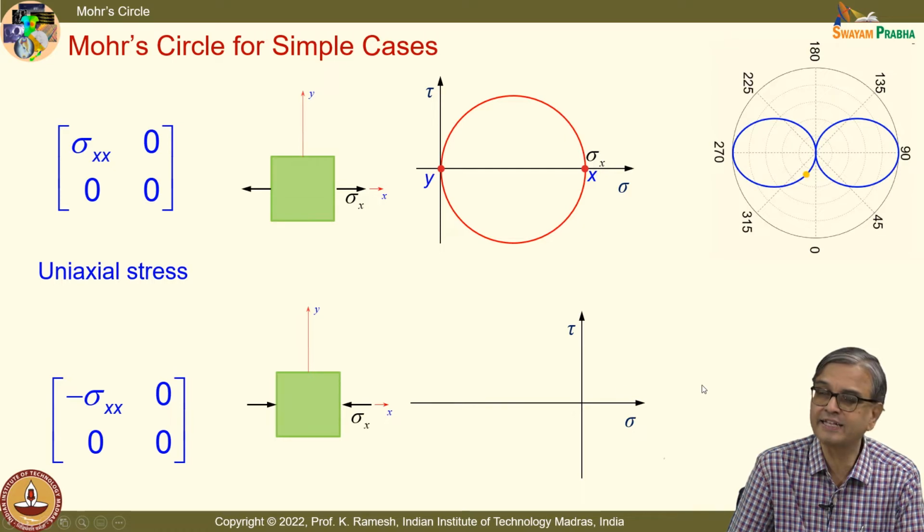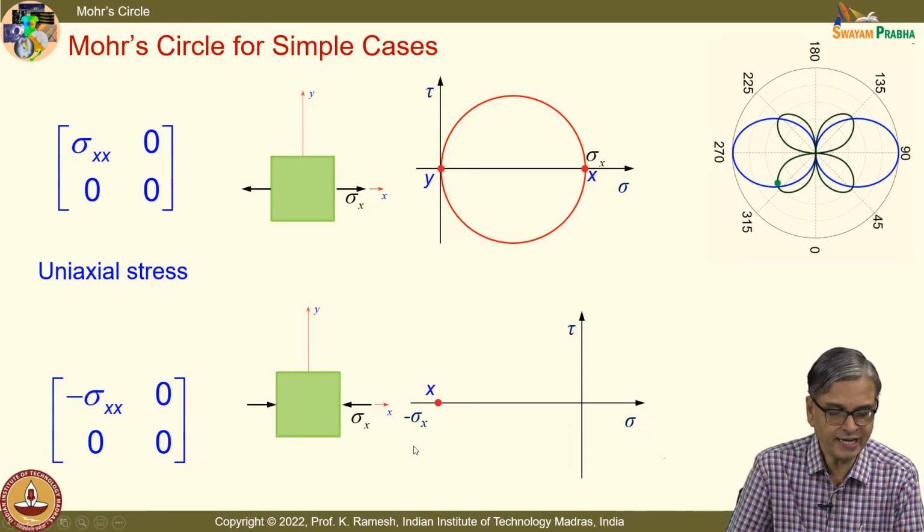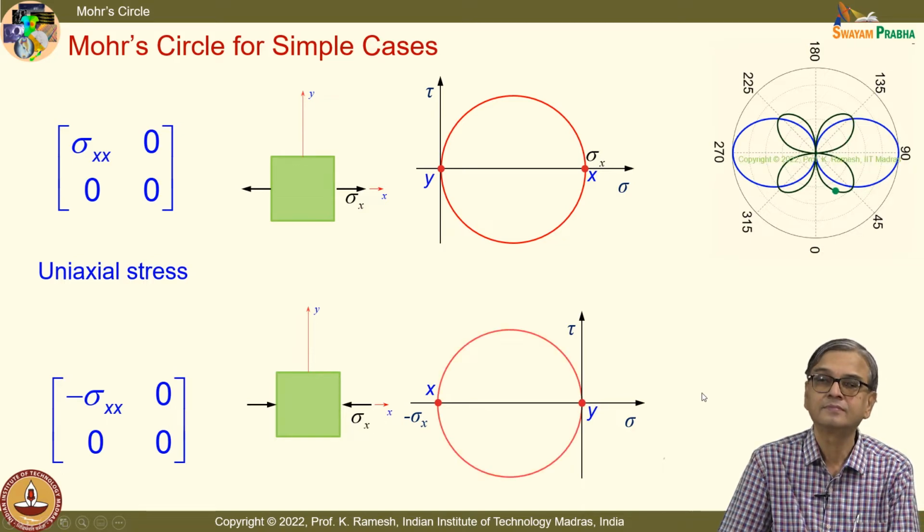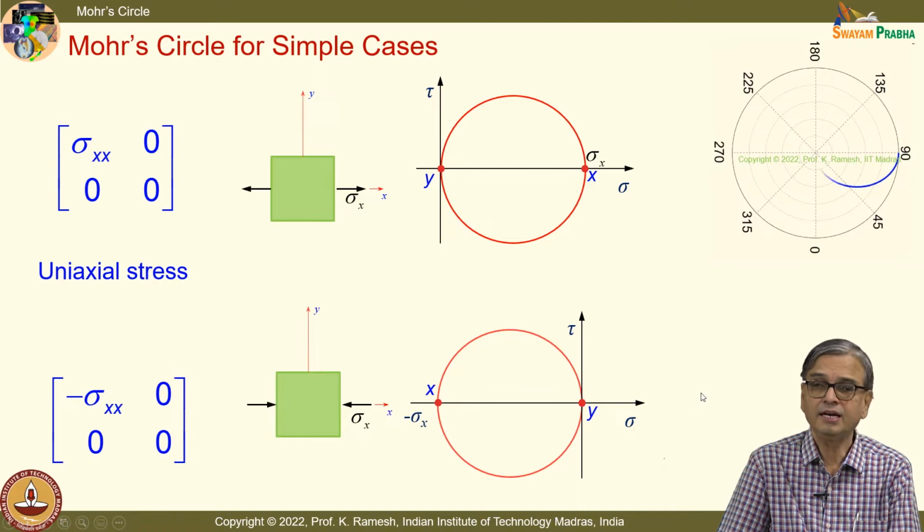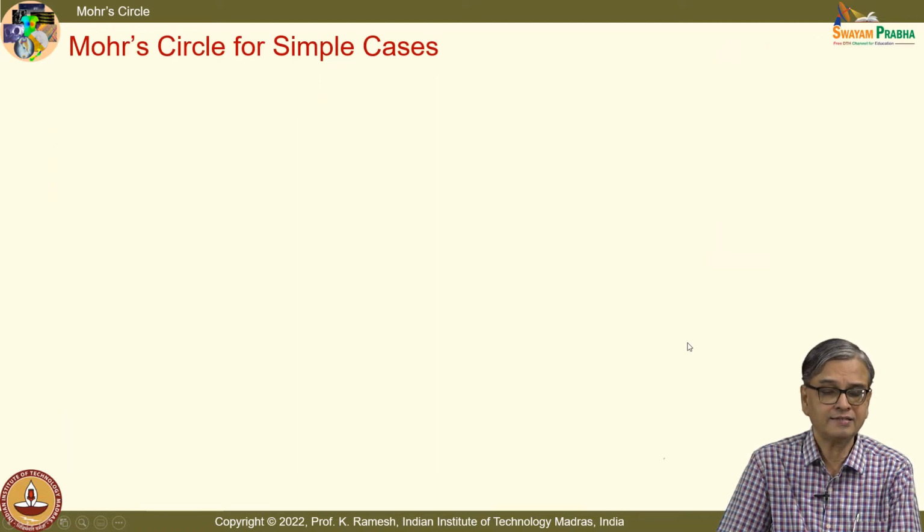So, here again I can easily draw the Mohr circle. I have the point, the plane x, and then plane y, and simply draw the circle. Let us now graduate to another set of problems.